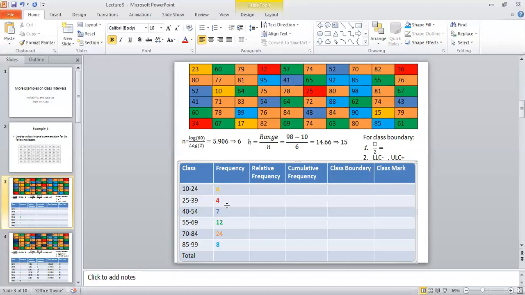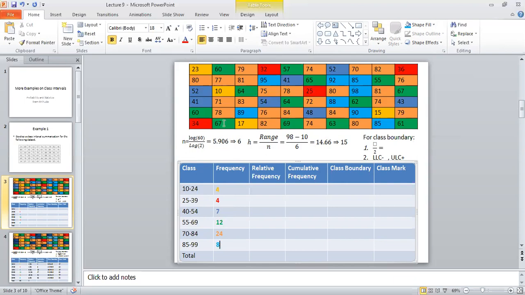So 10 to 24, which was with the yellow color. So when you mark them with the colors, then it is easier to recheck the things as well. So 10 to 24, we had 23 and 10 and then 17. So it's 1, 2, 3, 4. 4 was the frequency. 25 to 39, which was with red. So 1, 2, 3, 4. 40 to 54, which was with blue. So it was 1, 2, 3, 4, 5, 6, 7. 7. And then we have 55 to 69, which was with green.